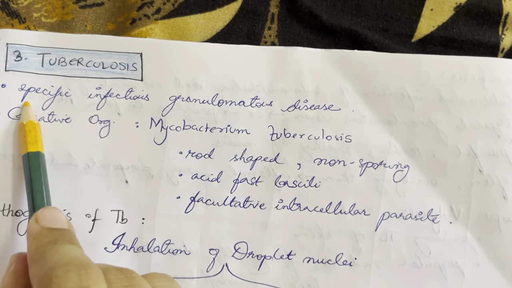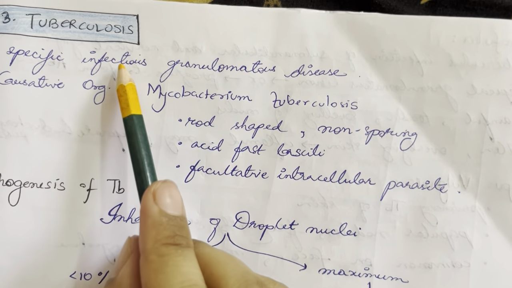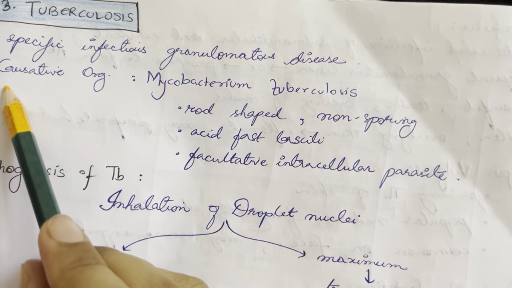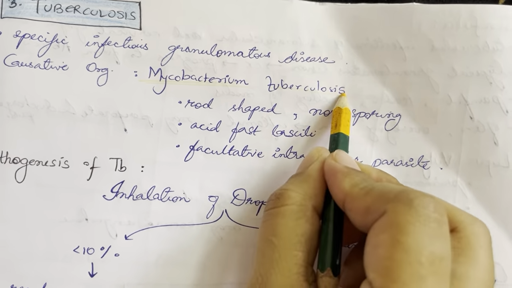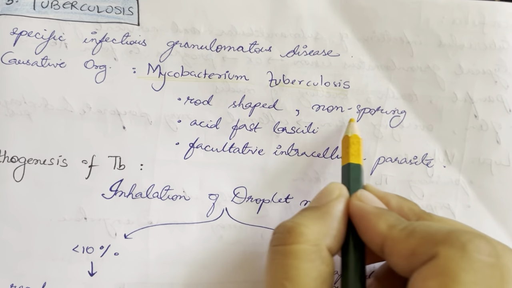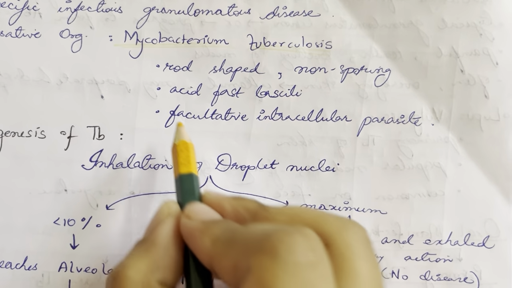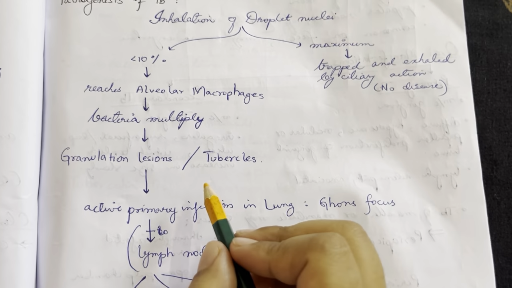Then, coming to tuberculosis. Tuberculosis is a specific infectious granulomatous disease. The causative organism is Mycobacterium tuberculosis. Mycobacterium tuberculosis is a rod-shaped, non-sporing, acid-fast bacillus, a facultative intracellular parasite. So, coming to the pathogenesis of TB.